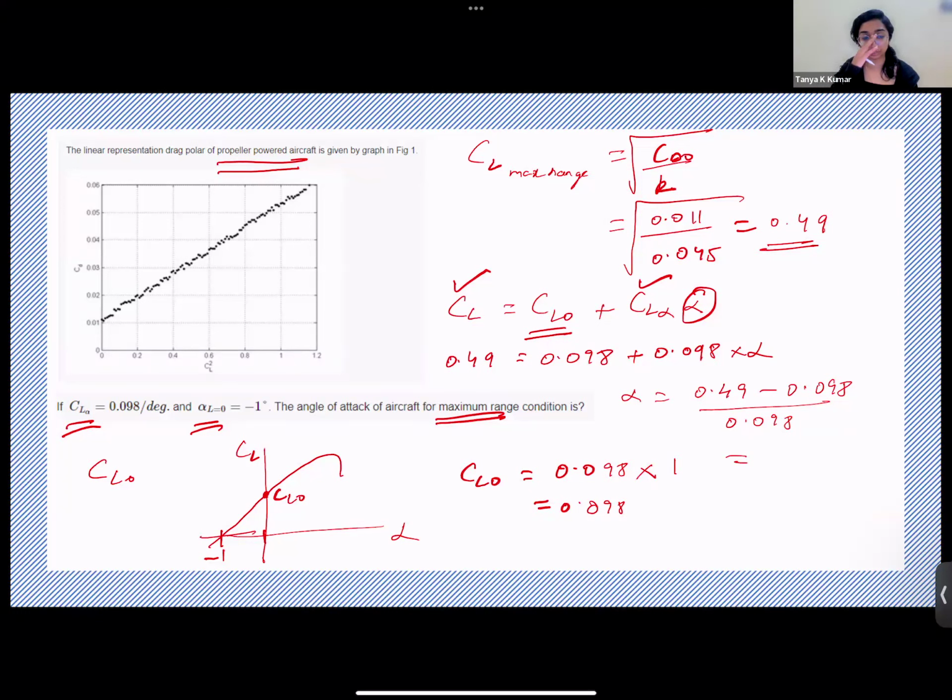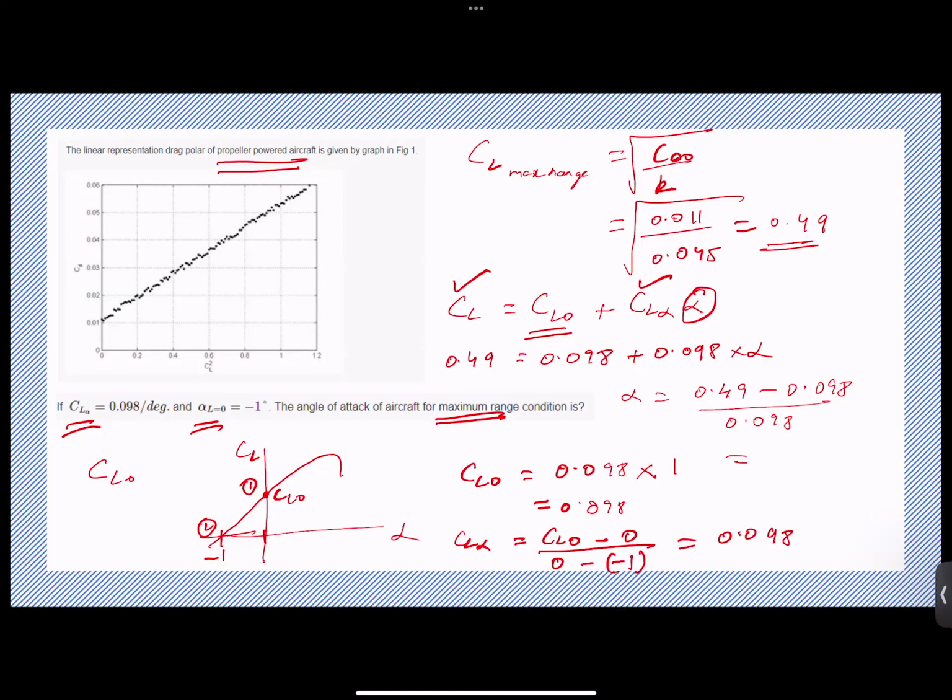So let's just try doing this. If I take these 2 points, this is 0.1, this is 0.2, and I find the slope. CL alpha is the slope, right? It is CL naught minus 0, and you have 0 minus of minus 1, which is 0.098, correct? So now when you substitute, you will get CL naught as nothing but 0.098 into 1. I hope that's clear.